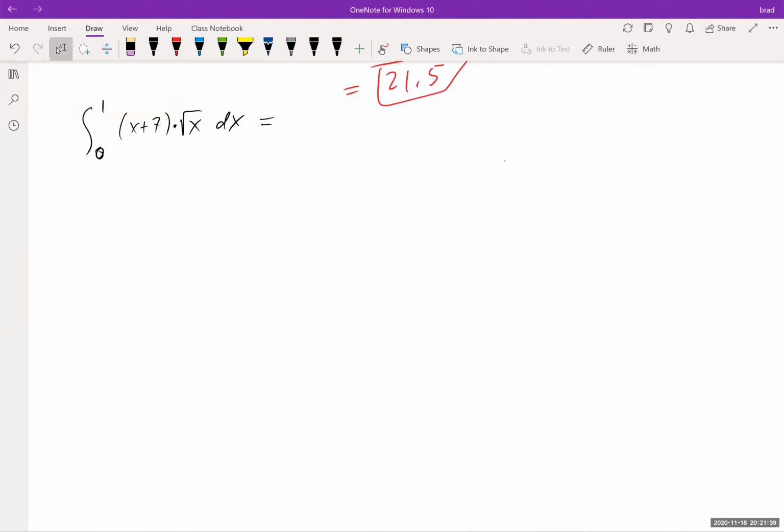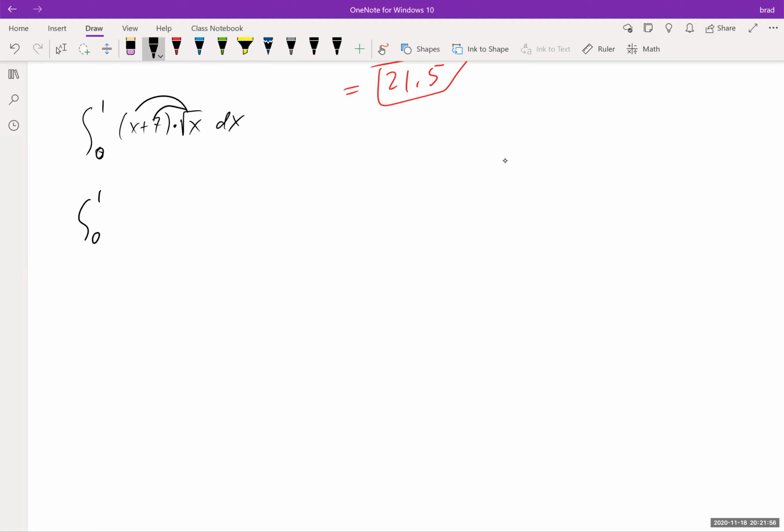Okay, so now one more. Again, we don't know how to do a product. So what we have to do first is a rewrite. Let's distribute the square root of x. We don't know how to do the product. I'm going to teach you that in Calculus 2, or if you take me for Calculus 2. So this is from 0 to 1.